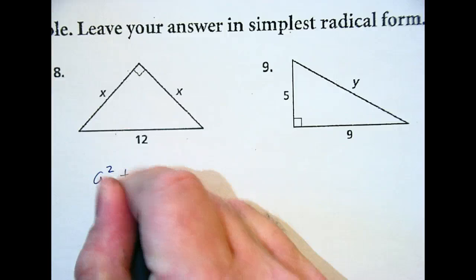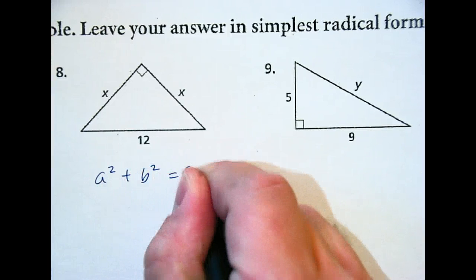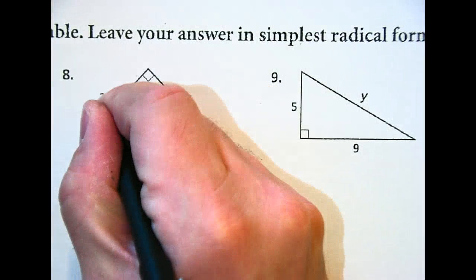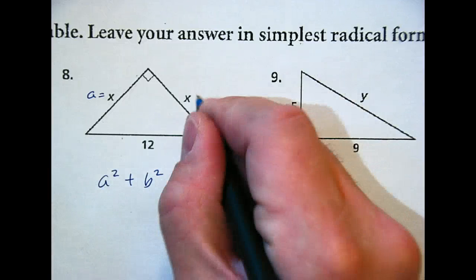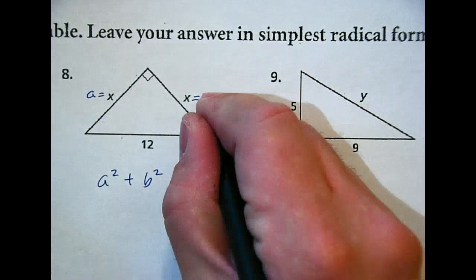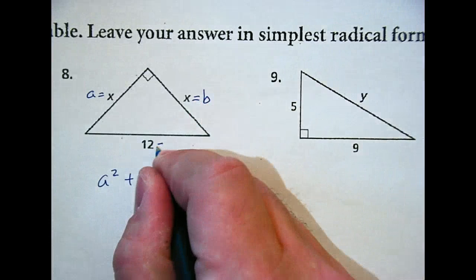Okay, a squared plus b squared equals c squared. What is our a this time? Our a is x. Either that could be a or this could be a. What's this one if that one's a? This one's b. 12 is c.